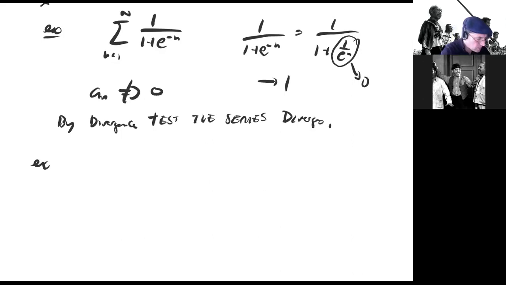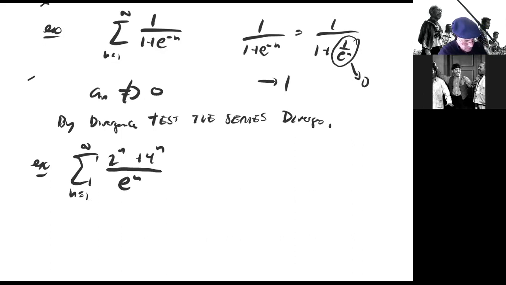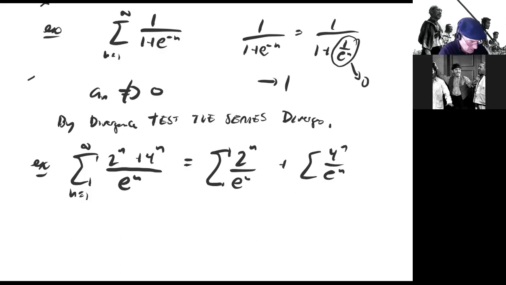Okay, here's an example. How about the sum n goes from 1 to infinity of 2 to the n plus 4 to the n over e to the n? Well, if we can break it up as a sum of two convergent series, we can say what the answer is. So this would be, assuming there's convergence, the sum of 2 to the n over e to the n plus the sum of 4 to the n over e to the n, and n is going from 1 to infinity in both cases.